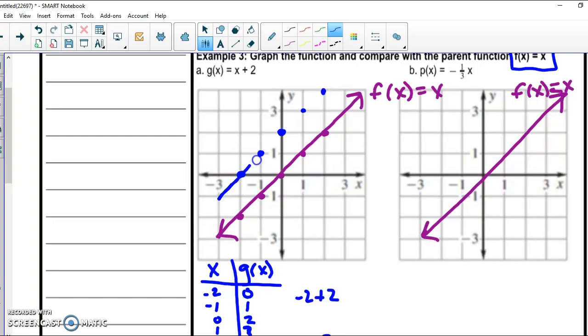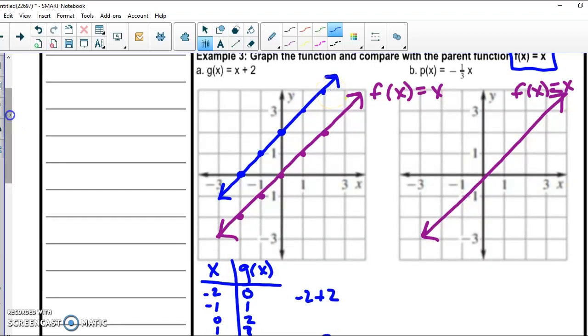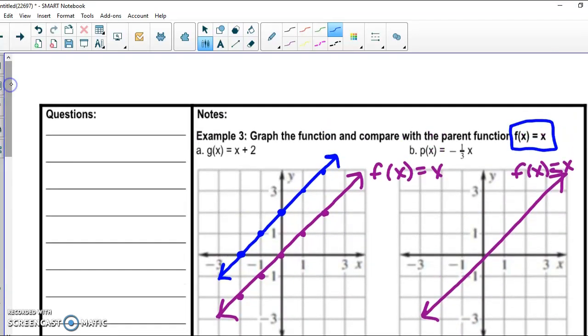Okay, so let's connect these. And now let's look at some of the things that are the same. We're comparing these graphs. So really very similar. And let's go ahead and label. Oh, why does it keep jumping on me? Okay, let's try this. This blue line is g of x equals x plus 2.